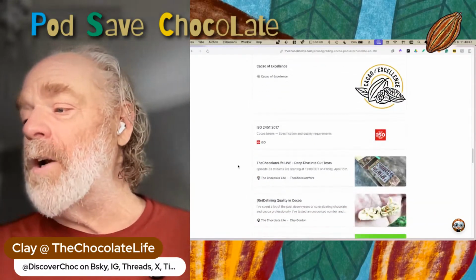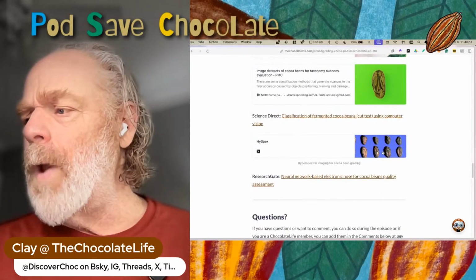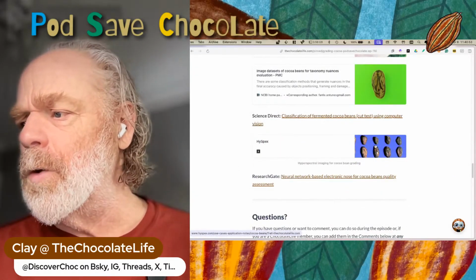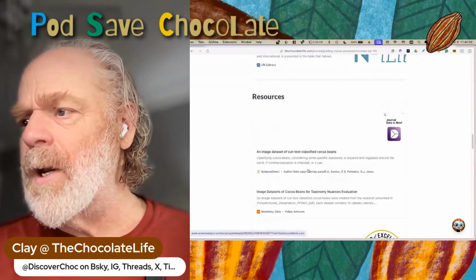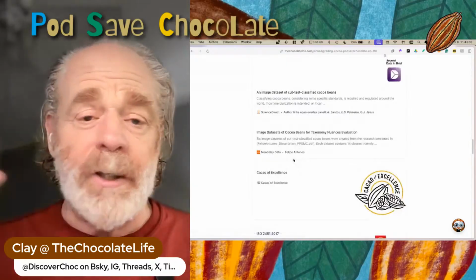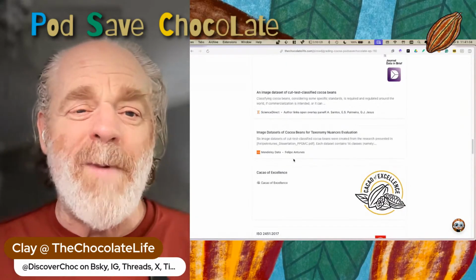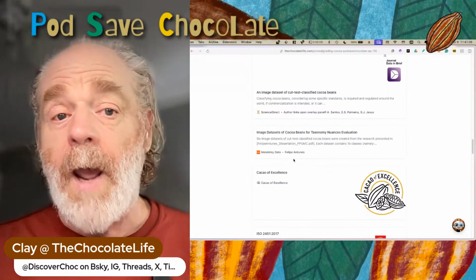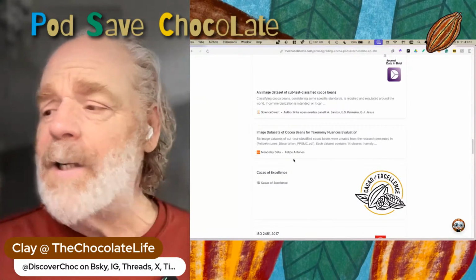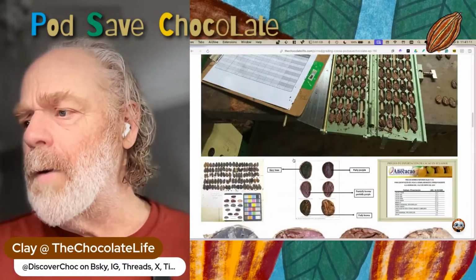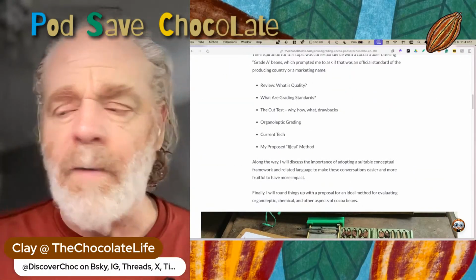Now, if you want to know more about things, we have reference data sets which have to do with class beans that are used for classification, image data sets here. You can go and take a look at all of these resources and get an idea about what you might need to know if you wanted to do a much more technical evaluation. But what I want to do now is talk about current tech and a proposed ideal method going forward.